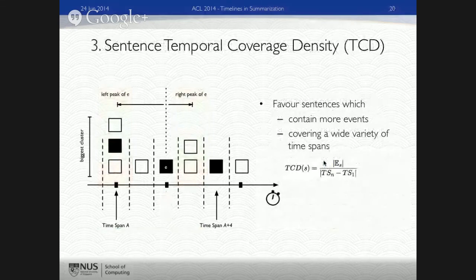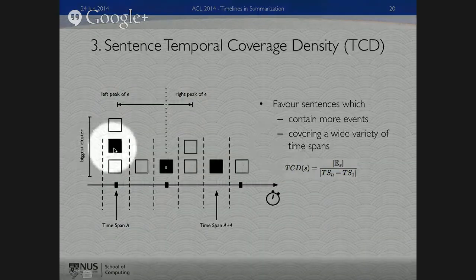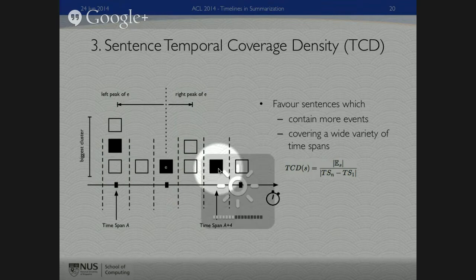The third one is pretty simple too. It's some type of coverage density. The idea is that sentences that span a long time or represent a lot of different predicates might be more important. So we're going to do that as well. Let's say, for example, we have a sentence that has 3 predicates, a predicate that occurs in time span A, one that occurs at this point, and another one that occurs in time span A plus 4. So it has 3 predicates in different time spans. Maybe that's a good sentence because it covers all of those time spans together.